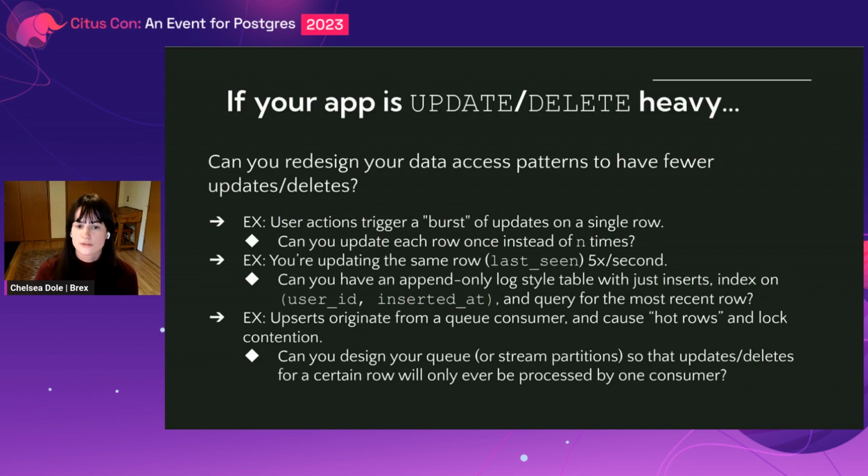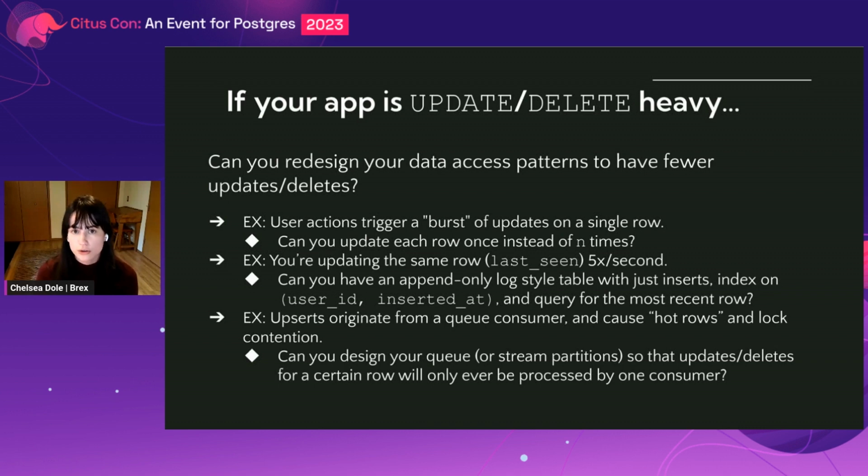Now I'm going to go over some rules of thumb. If your app is update and delete heavy, question whether you can redesign your data access patterns to have few updates and deletes. For example, if user actions trigger a burst of updates, can you update each row once instead of n times? Or if you're updating the same row many times, maybe you want to consider an append-only log-style table and then send read queries to look at the most recent row.